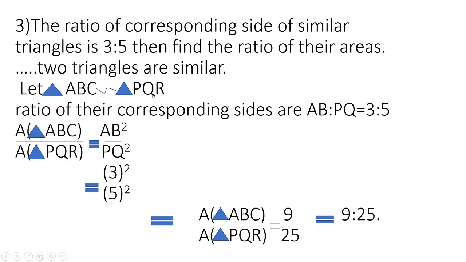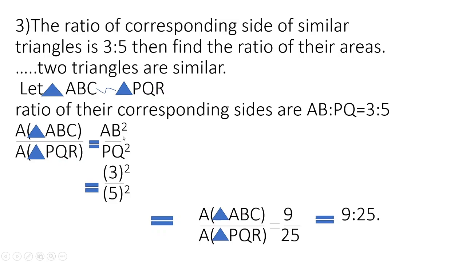If both triangles are similar, in the last session we saw the theorem of areas of similar triangles. If both triangles are similar, then you can directly use this property. Area of triangle ABC upon area of triangle PQR is equal to AB square upon PQ square. The ratio of the areas of both similar triangles is equal to the ratio of the squares of their corresponding sides.